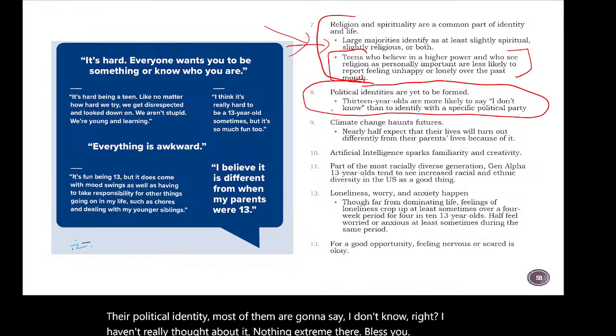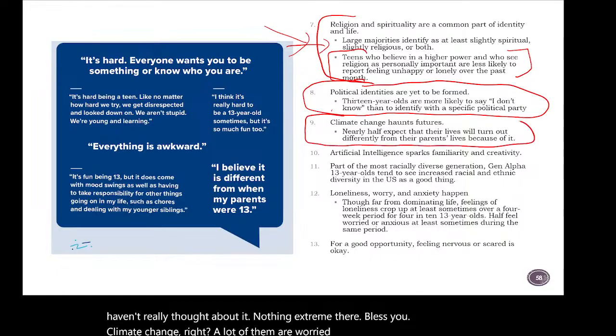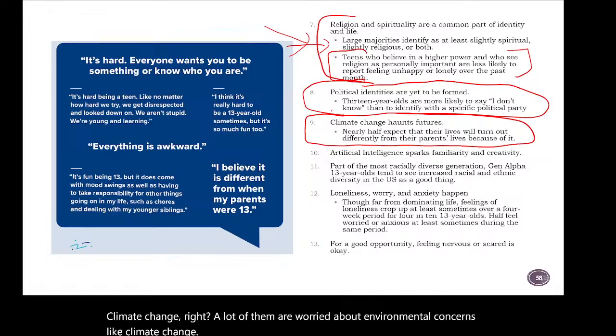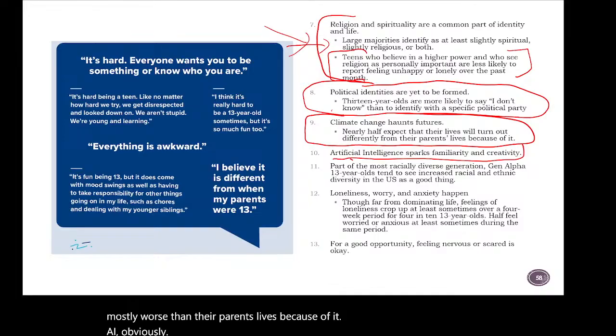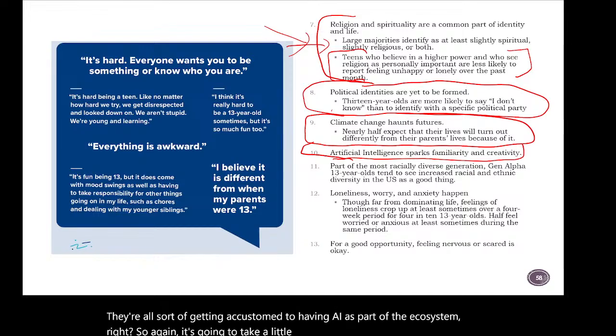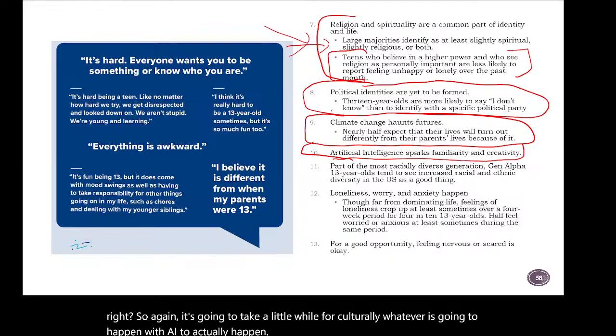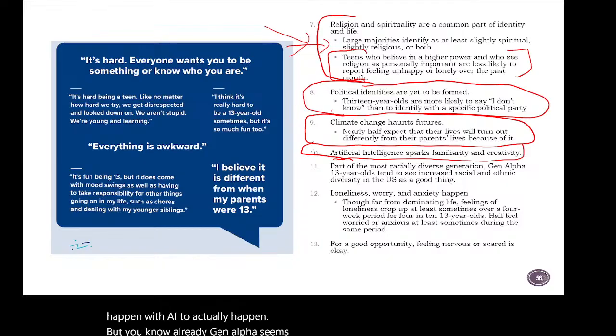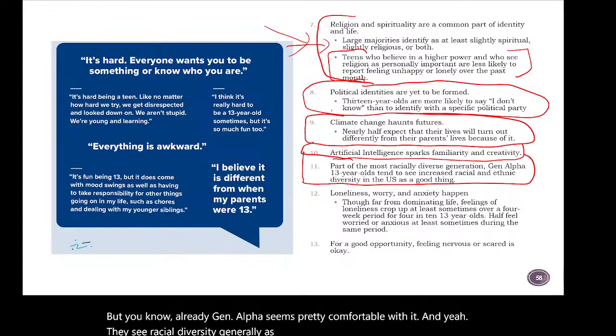Climate change, right? A lot of them are worried about environmental concerns like climate change. And half of them expect their lives will turn out different and mostly worse than their parents' lives because of it. AI, obviously, they're all sort of getting accustomed to having AI as part of the ecosystem, right? So again, it's going to take a little while for culturally whatever is going to happen with AI to actually happen. But already Gen Alpha seems pretty comfortable with it. And yeah, they see racial diversity generally as a good thing. It is pretty baked into their lives, right? And that would be true in Canada as well.